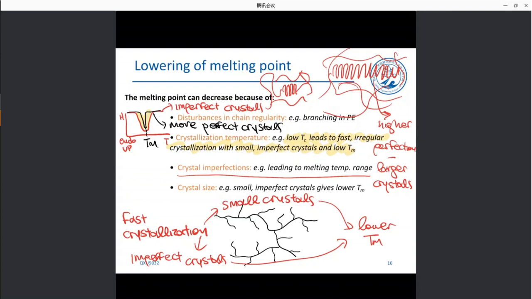And also, as you can realize, the imperfect crystals, the small crystals, give a low melting point, as we said. You see here and here, small crystals are much easier to break because they don't need that much energy.